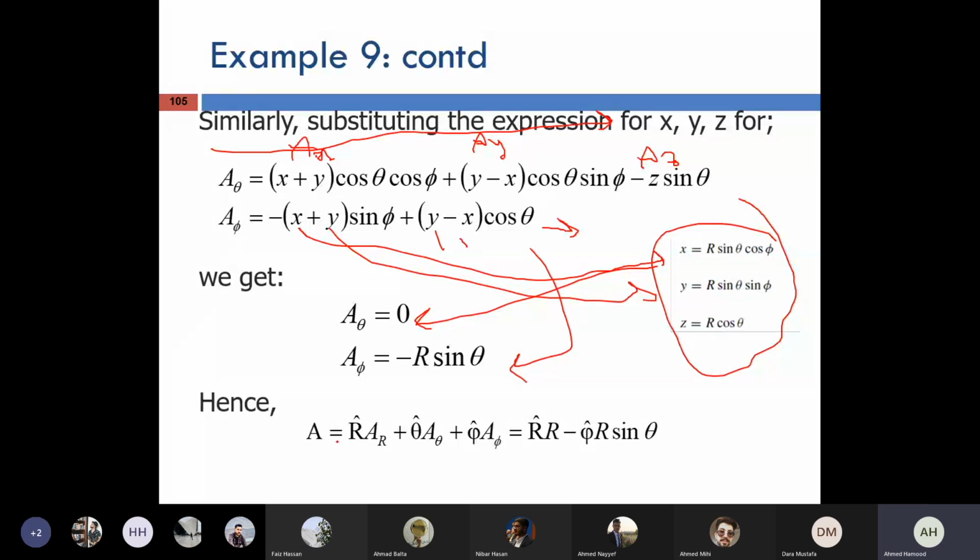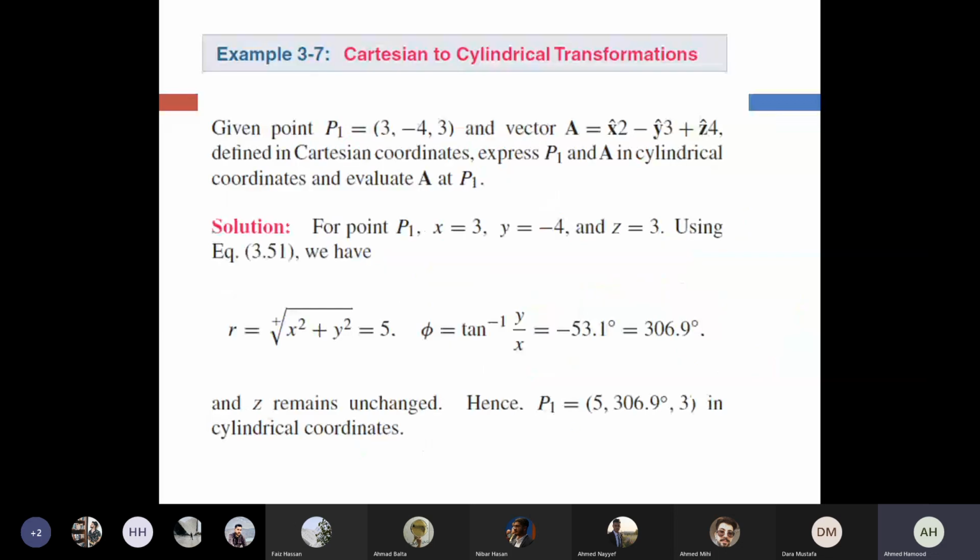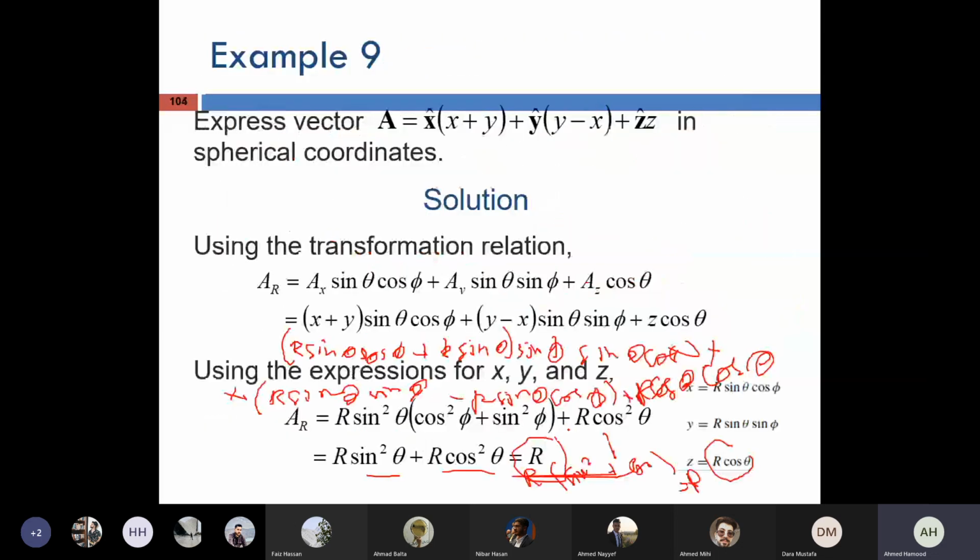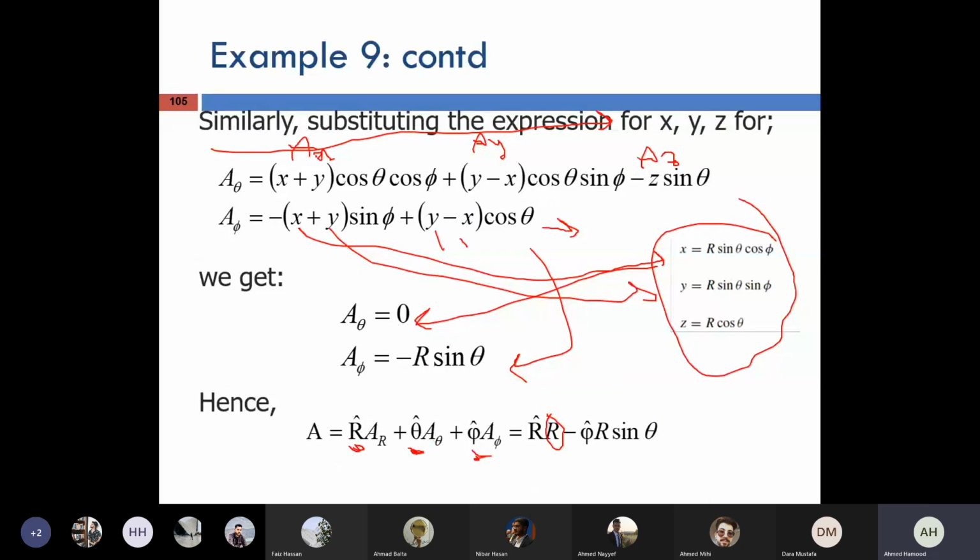So we change it to the spherical, what is it? We will have this R vector, phi vector, and theta vector. Number one, we have ER. ER is already given to us, which is R. So we put R. Then E phi is 0, so we don't need to write it. Positive phi, negative sine. So you write negative R sine theta.